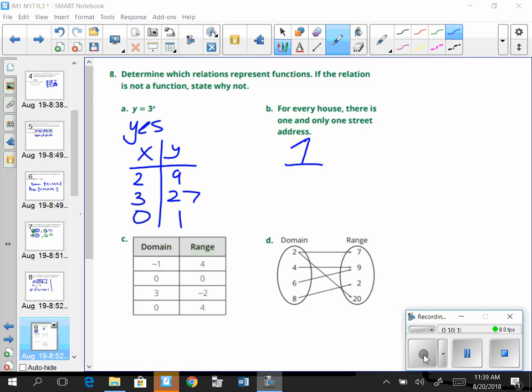So for instance, maybe your house, call it house A, the address is 2173. Your address isn't going to also be 2174. That doesn't make sense. One house cannot have two different addresses. So yeah, this is a function.